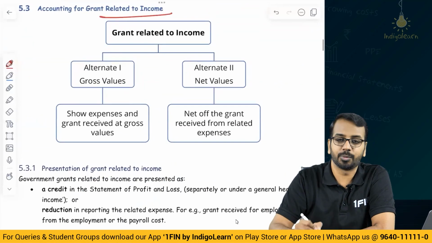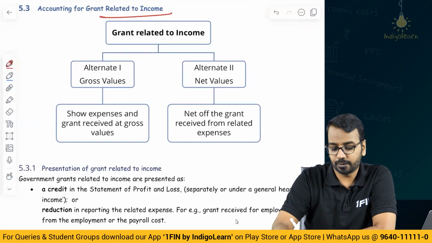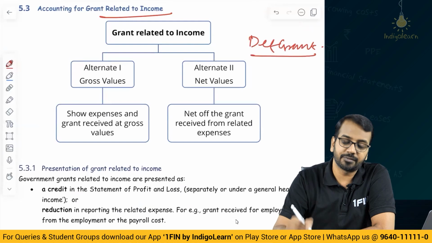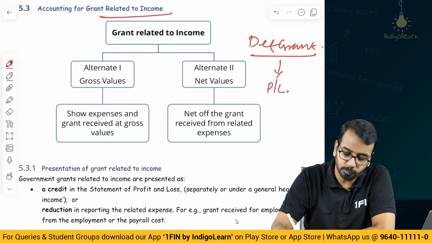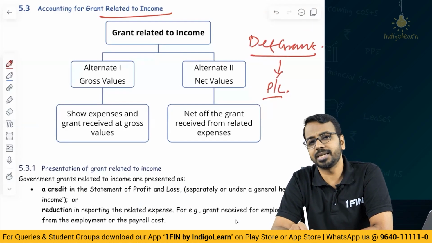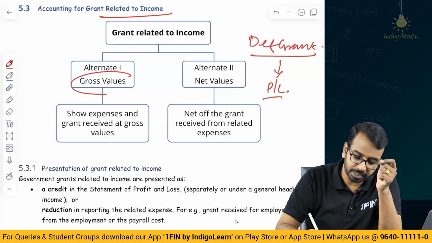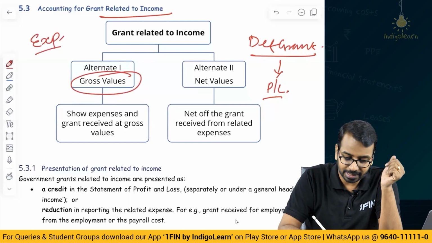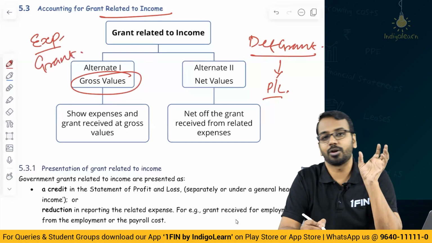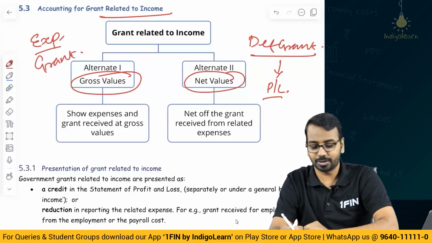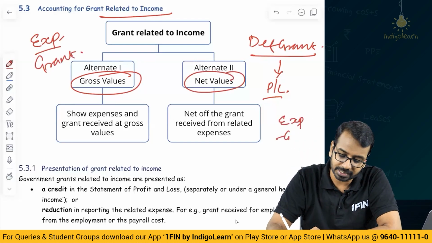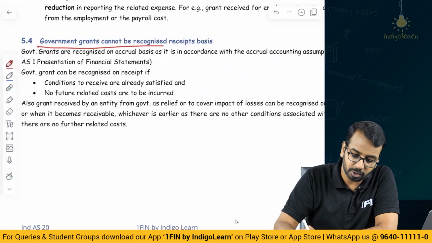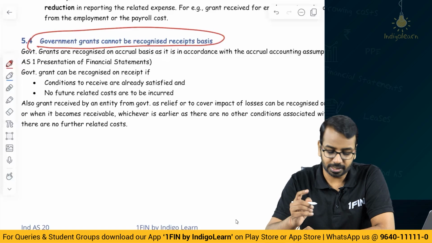If it is a grant related to income, then of course you will set up a deferred grant account. Then from this deferred grant account, periodically you will transfer to P&L. Now, how do we present it in the P&L? One is you can show it at gross values, means expense also at the actual amount and grant also on the gross amount, or you can show it on a net basis. That means expenses minus grant, you can show it as a net amount. Then very important, government grants cannot be recognized on receipt basis, so that cannot be done.